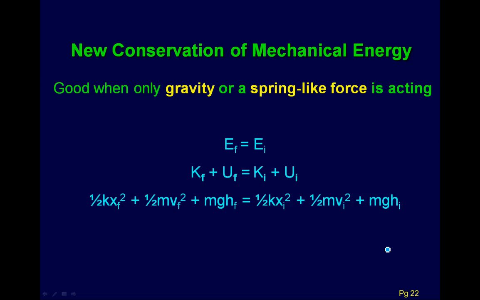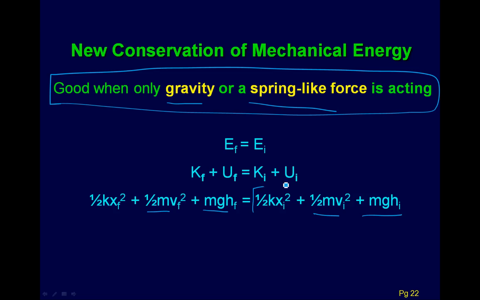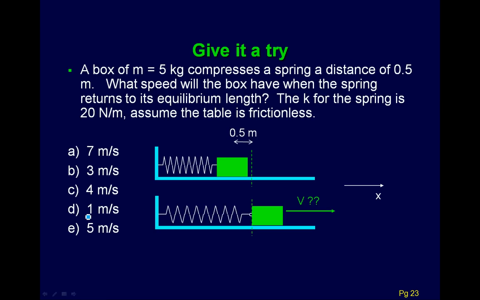And so what we can do is now come up with a new grand conservation of mechanical energy. Again, this isn't 100% the best way to say this, but it's good when the only things acting in your problem are gravity or a spring-like force. You see we've basically got the same pieces we had last time, and now we just add in the possible 1/2 k x squared spring part. So let's try an example.